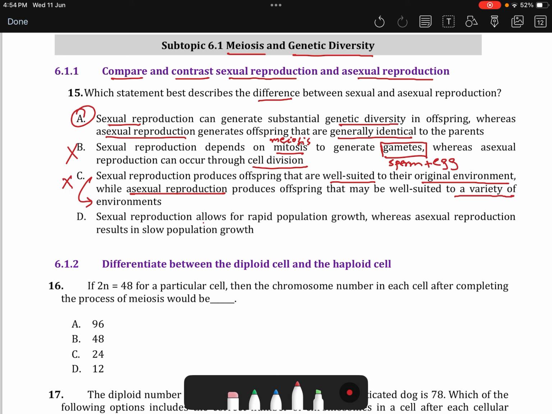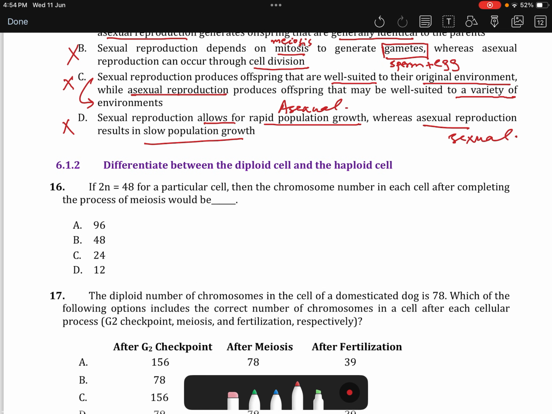Sexual reproduction allows for rapid population growth. No, that's for asexual. While asexual reproduction results in slow population growth, so this is for the sexual. So this is also written opposite. This is wrong.